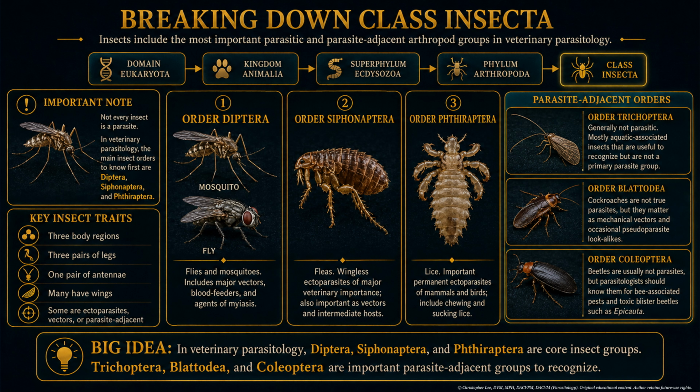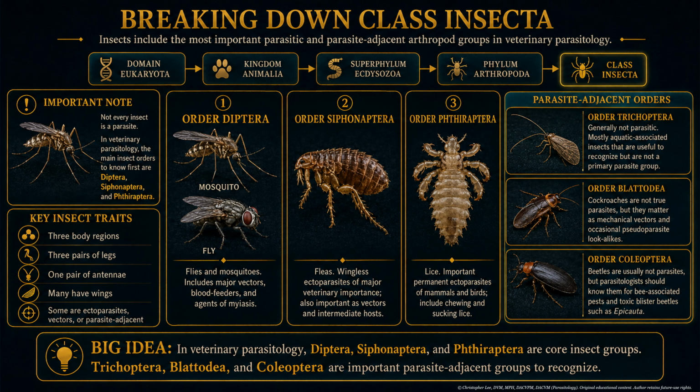Siphonoptera comes from the words meaning tube or pipe and wingless. That fits fleas nicely. They are wingless insects with piercing, sucking mouth parts. Fleas are ectoparasites and can serve as vectors or intermediate hosts. Pithecoptera means wingless lice. These are the lice, and the name reminds us that they are wingless ectoparasites. Lice are permanent ectoparasites of mammals and birds, and they are often highly host-specific.